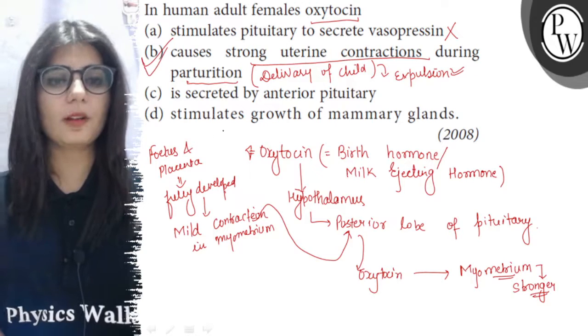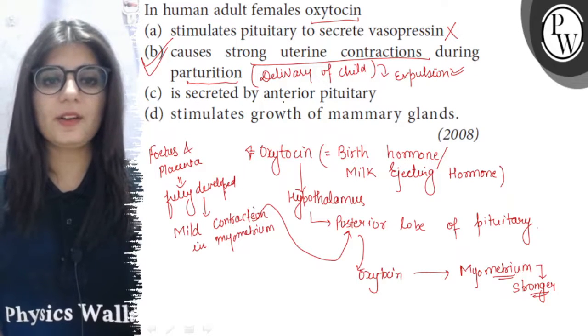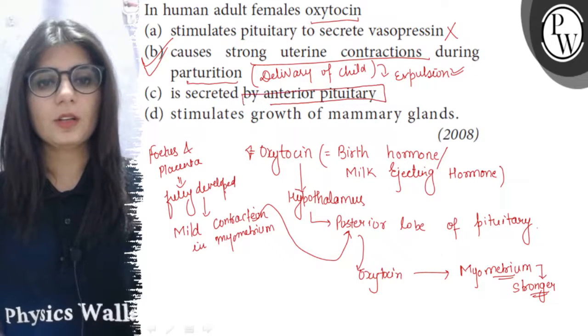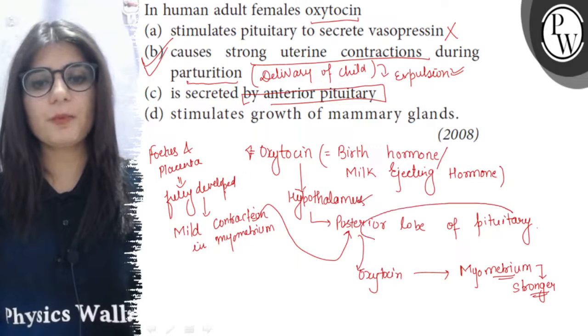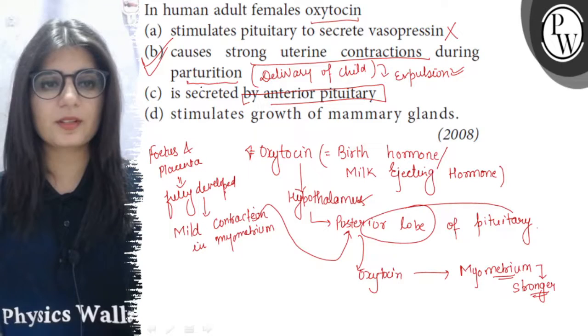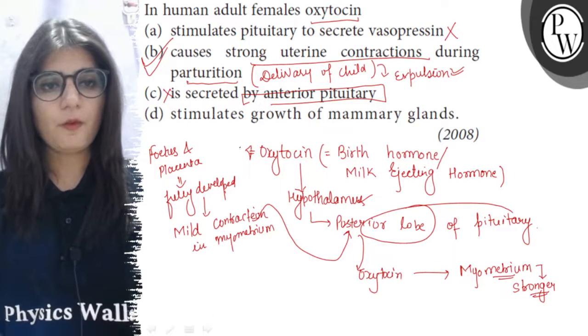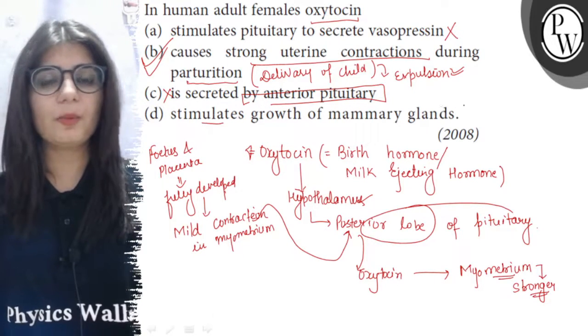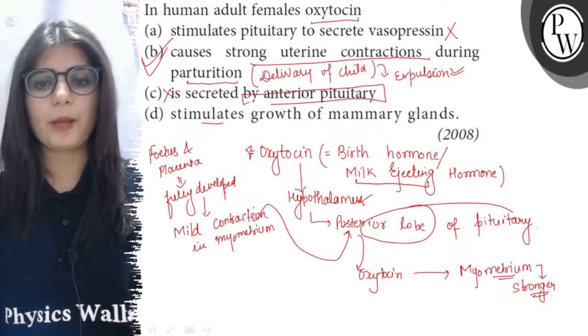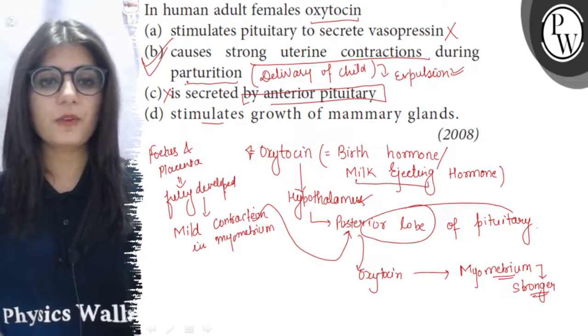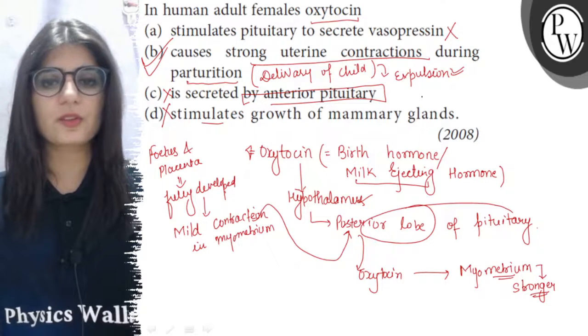Now if we look further, then option C is it's secreted from anterior pituitary. Now the source of this hormone is hypothalamus, but it is released from the posterior lobe of pituitary. So this is also a wrong statement. Now fourth one is it stimulates the growth of mammary glands. No, it just causes the ejection of milk from the mammary gland. It is not responsible for the growth of mammary gland. So this is also a wrong option.